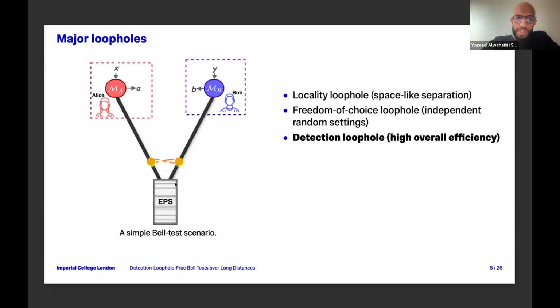Now, since the goal is to distribute entanglement over long distances, the locality loophole can be closed directly because the parties are separated by long distances. And then the freedom of choice loophole can be closed by using true random number generators, for example, quantum random number generators. And then we are left with the detection loophole, which is the hardest, especially over long distances. So what is the detection loophole?